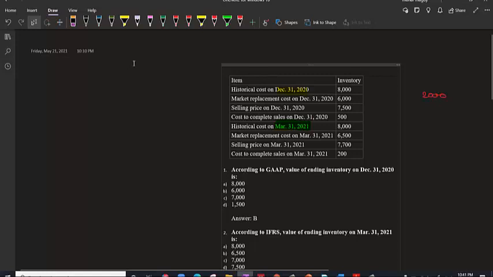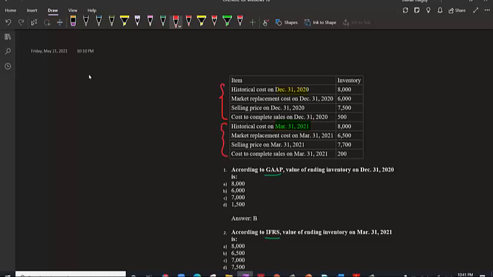Last example, in order to make a quick review over how to record inventory and write-down. Here we've got a company, it is an SME, and you're asked once to apply GAAP and once to apply IFRS. In this example, we've got the historical cost at December 31, the market replacement cost and selling cost, and the selling price and the cost to complete sales at the same date. Then it jumps forward to March 31, 2021, giving you the same items and different figures.